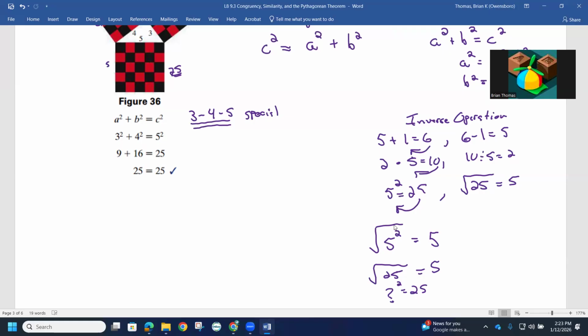So when it gets into the Pythagorean theorem, we start to work with exponents. And remember, an exponent, like 3 squared, means 3 times 3, which is 9. 4 squared means 4 times 4, which is 16. 5 squared means 5 times 5, which is 25. So an exponent tells you how many times to multiply the base number, if you will.